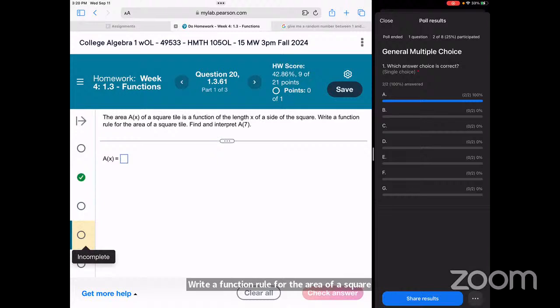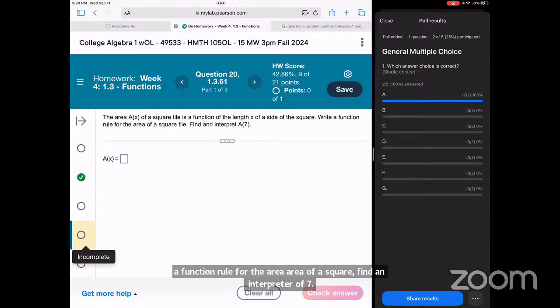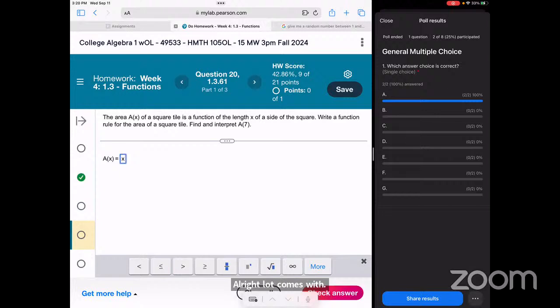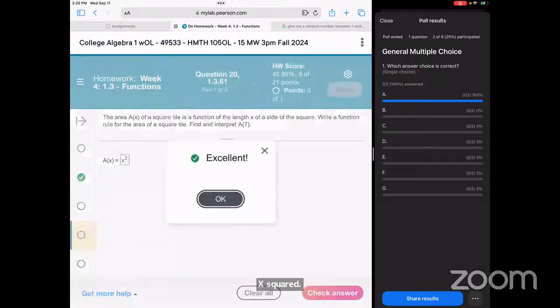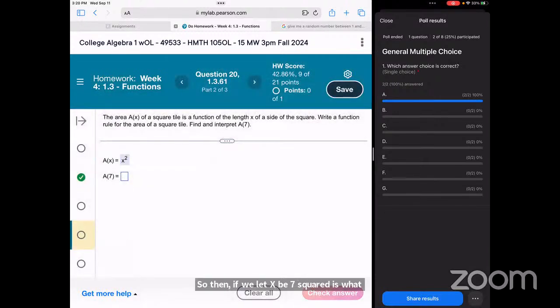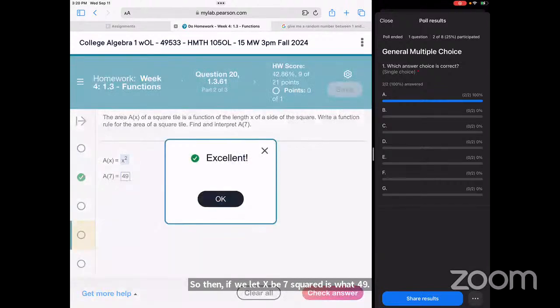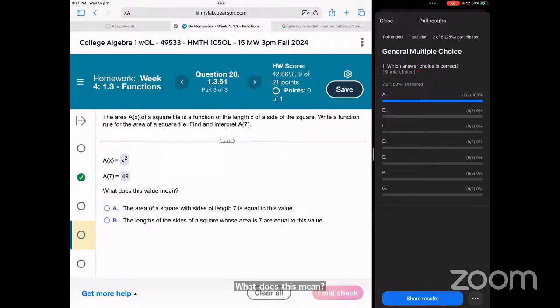Well, area of a square would be what? The length times the width. So in this case, it would be x squared. So if we want a function, it should just be x squared. All right, length times width, x squared. So then if we let x be 7, 7 squared is what, 49? Okay. What does this mean? The area of a square with sides of length 7 is equal to this value. The length of the side of the square whose area, no, it should be the first one, right?